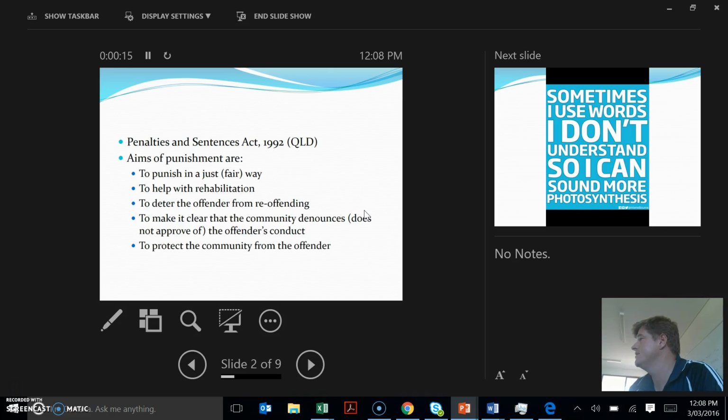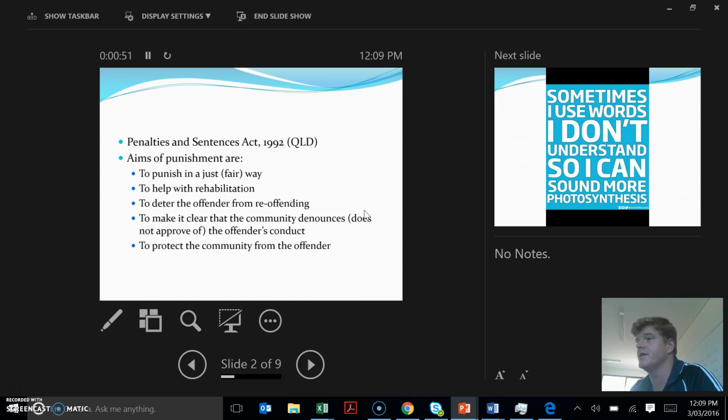And remember, I said legal studies teachers become disproportionately excited if you can reference the legislation that something comes from. So the Penalties and Sentences Act 1992 in Queensland. And it says there's a number of things that punishments aim to do. Right? They have to be fair, they have to look about rehabilitation, helping someone get better and better fit in society, to deter people from doing something again, right? To make it clear that some behaviour is not acceptable, denouncing that behaviour, and to protect the community from someone who might be an offender.